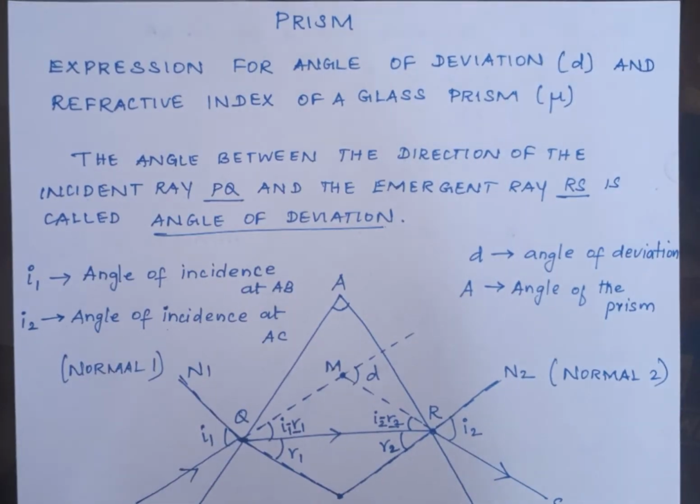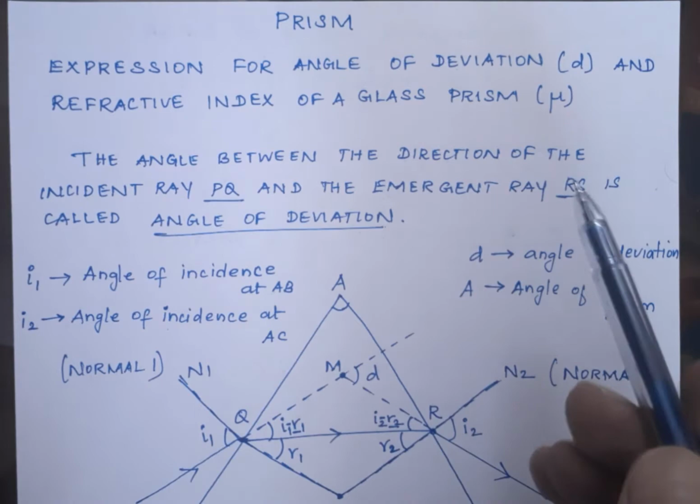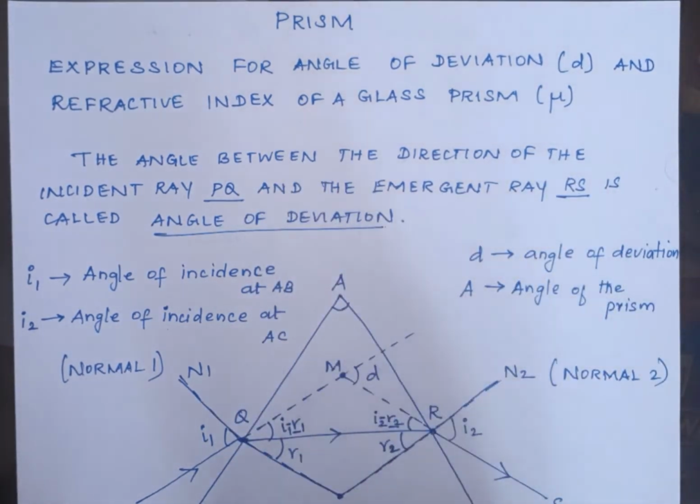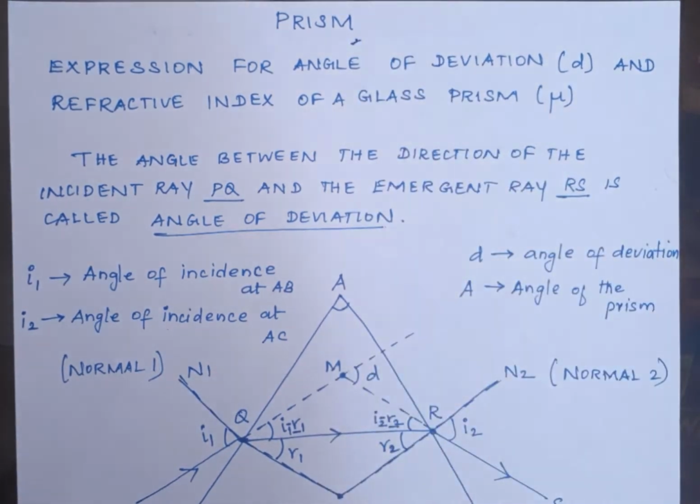Now we will go for the continuation of the previous session, refractive index. What is refraction and what is refractive index, we have discussed already. As a continuation of that portion, I am going to continue with prism. What is a prism? How are we going to calculate the angle of deviation and refractive index of a glass prism?